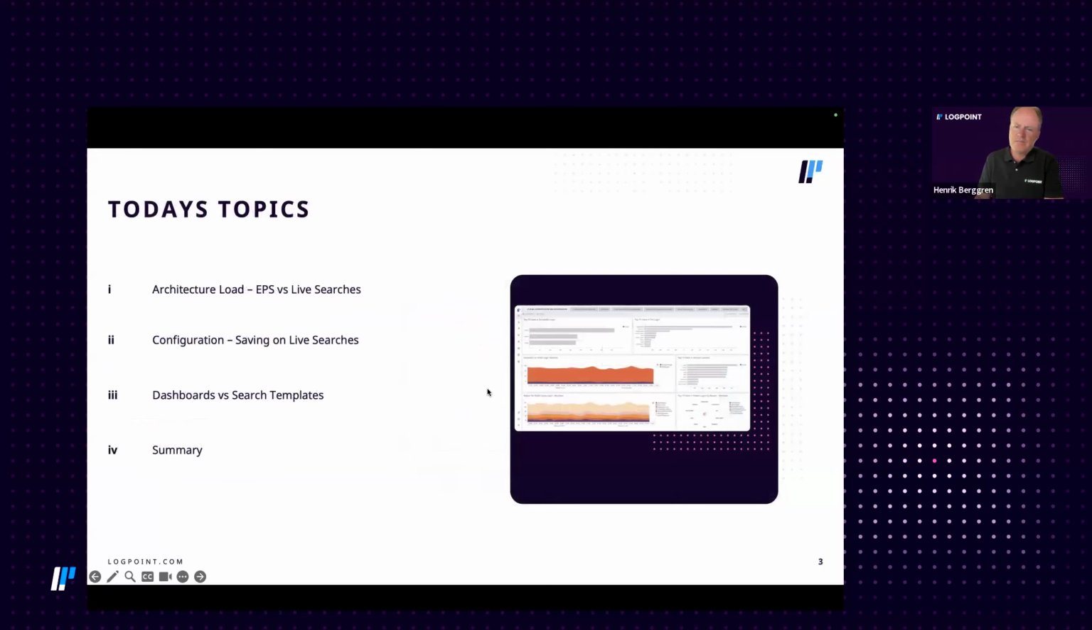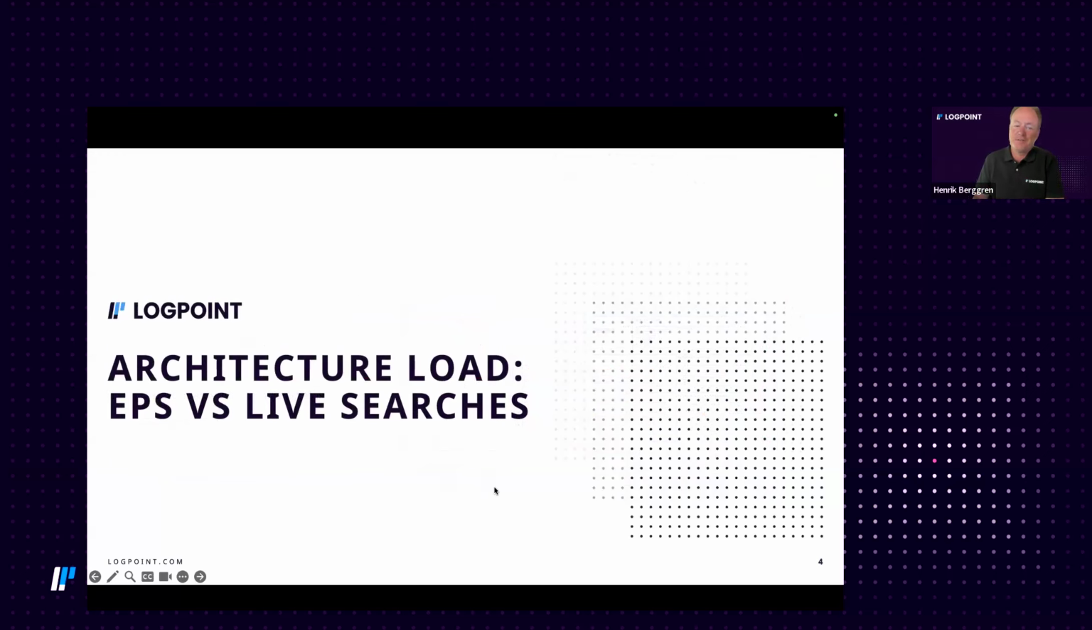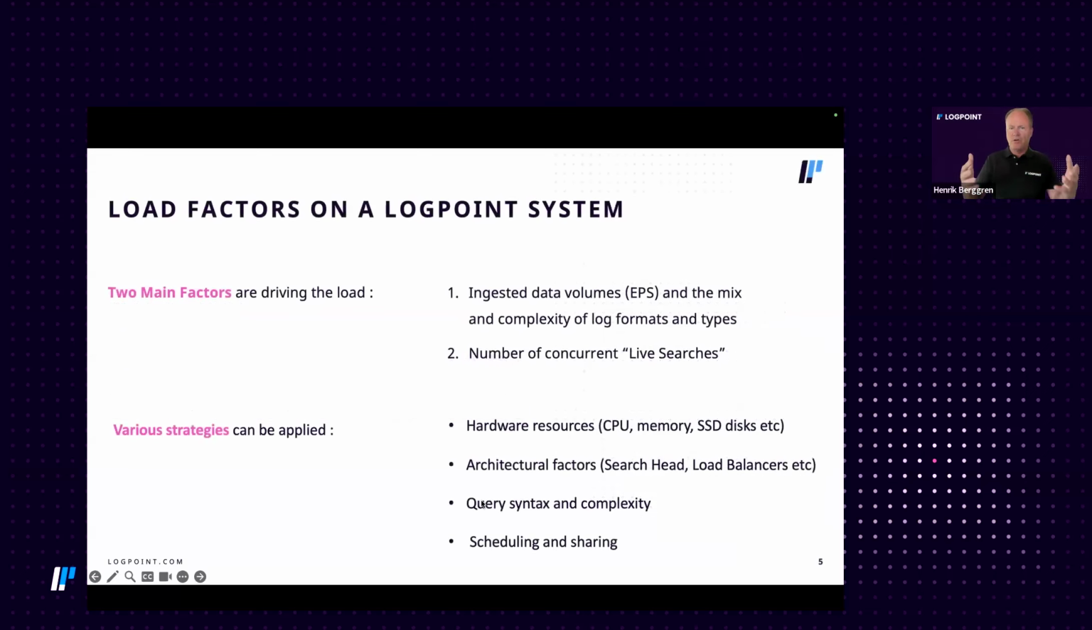So we're going to talk a little about load and how you can save on resources in general today. But the main topic will still be the search templates. So first of all, when we talk about load, there are really two main factors that drive the load on a Logpoint system. It's just the number of logs per second it has to process, the EPS, and also the number of searches that are going on at any point in time.